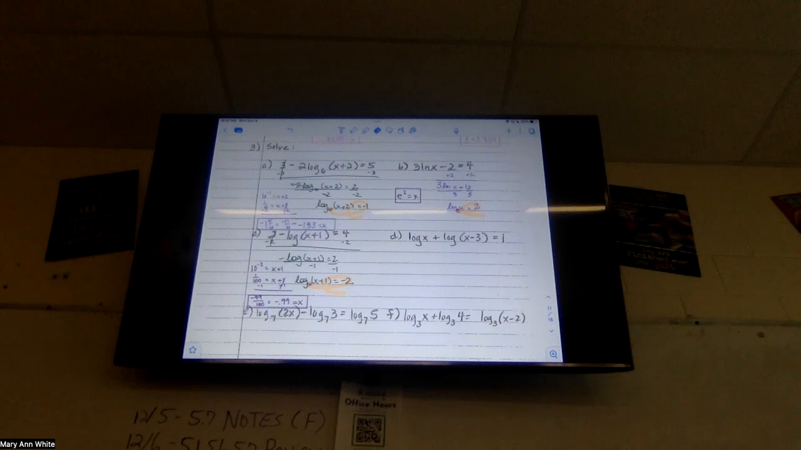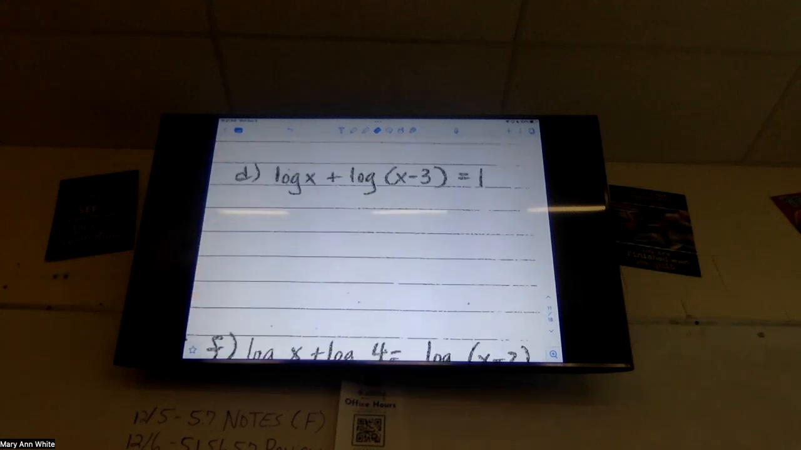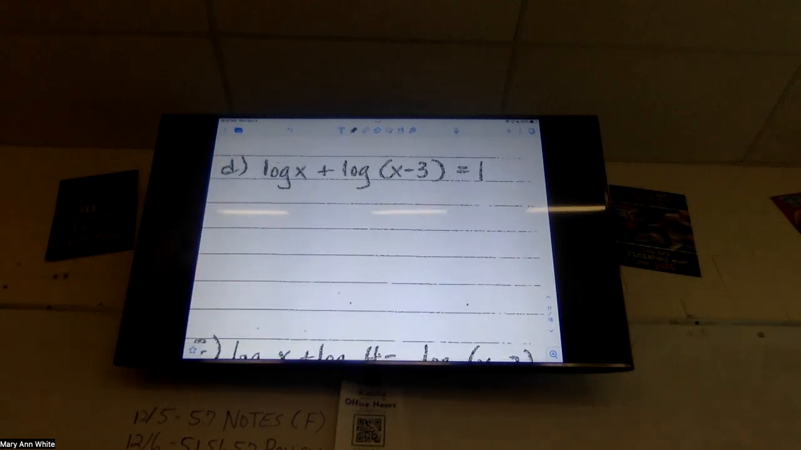Now I've got kind of a new skill on letter D. Are you guys ready for that one? Okay, before I do anything, I can't minus or divide or get anything over, but I do currently have 2 logs on the left side. How can I combine these 2 logs into 1 log? 2. So what? They do have the same base. Multiply it. Very good, Quinn.